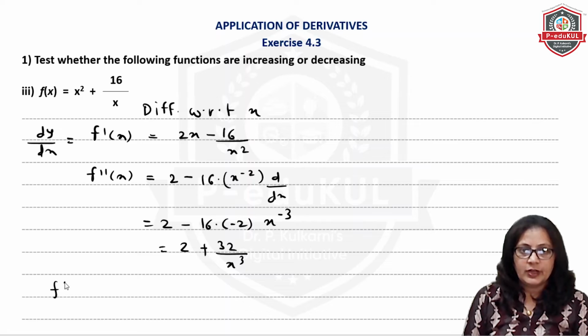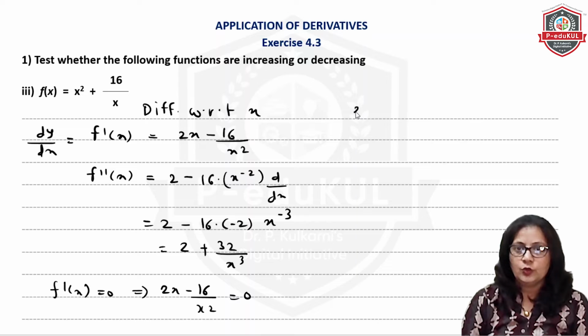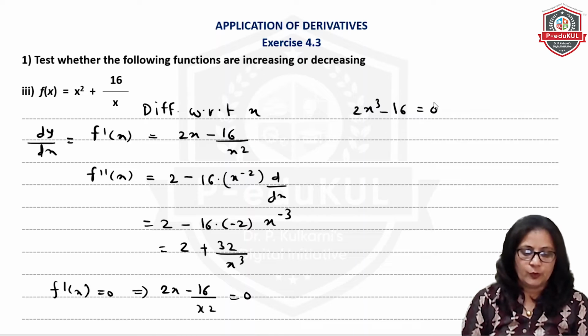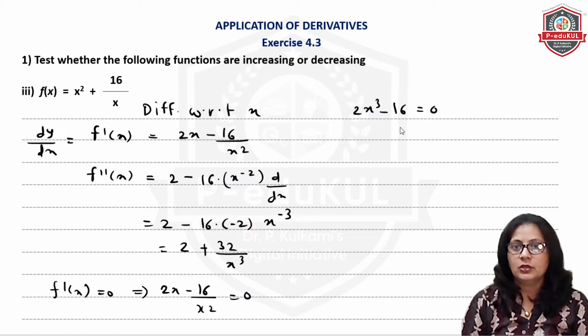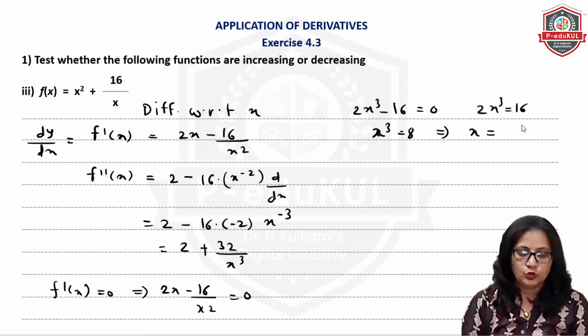And now I will equate this f dash x with 0. So that is 2x minus 16 upon x square is equal to 0. So I'll get 2x cube minus 16 is equal to 0. So if I take 2x cube is equal to 16, I'll get x cube is equal to 8. And this implies x is equal to 2.